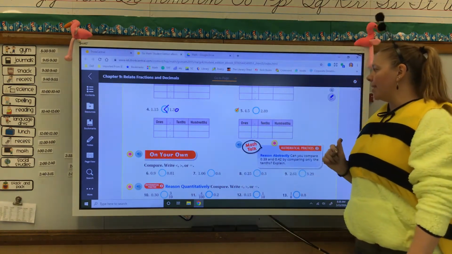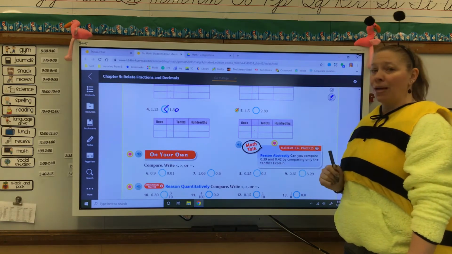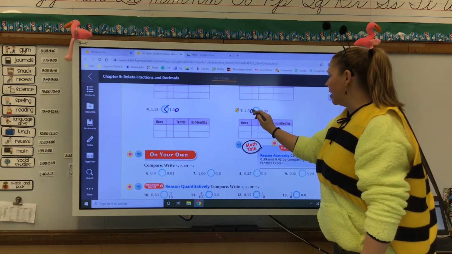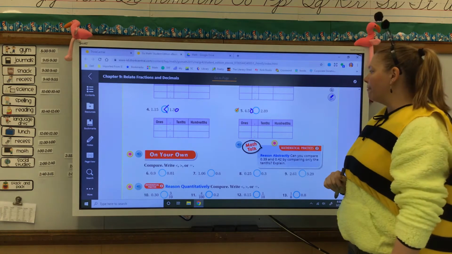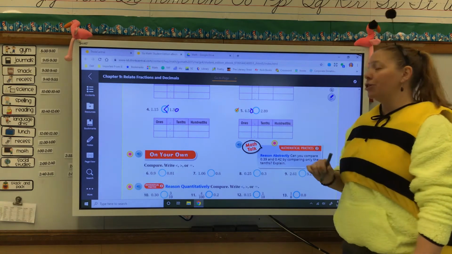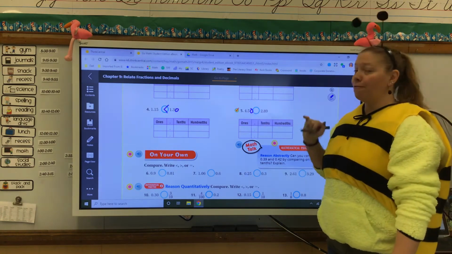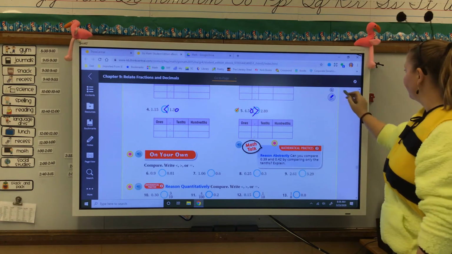For number 5, they have 4 and 5 tenths compared to 2 and 89 hundredths. So I'm going to take my pencil and I'm going to add in that 0, so I'm comparing everything in hundredths. And I have 4 and 50 hundredths compared to 2 and 89 hundredths. So we all know that 4 is bigger than 2, so I'm going to go ahead and eat that one.